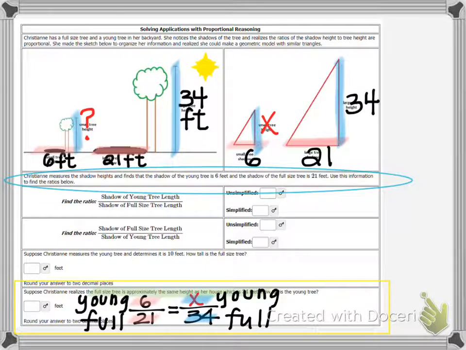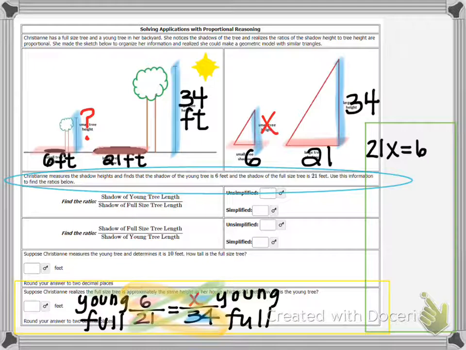So now I'm ready to solve the proportion. So that's when I set the cross products equal to each other. So the denominator of the first fraction gets multiplied by the numerator of the second, and then the numerator of the first fraction will get multiplied by the denominator of the second fraction. So when I do my cross products, I first start by doing 21 times x, and then that product is equal to the product of 6 times 34. So 21x is equal to 6 times 34.